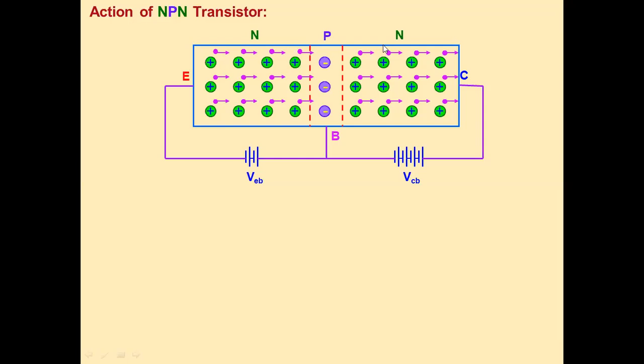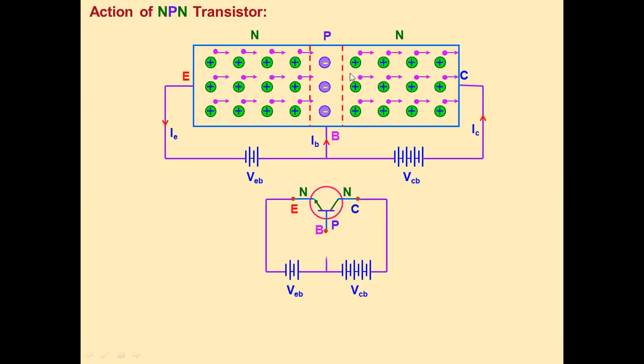So this is the NPN transistor. We'll see the action or working of this transistor. So this is the NPN transistor, emitter region, base region, and collector region. First, biasing voltage, that is voltage across emitter base, that is VEB, and voltage across base and collector, this is collector base, that is VCB. So these two biasing voltages are applied across these two PN junctions. Then what happens? This first emitter diode is in forward bias and second diode is in reverse bias.